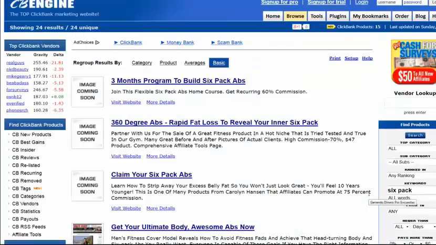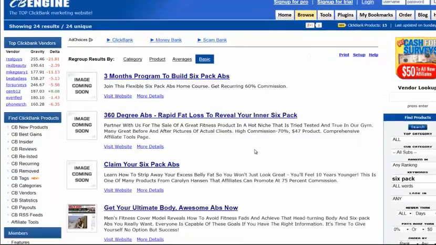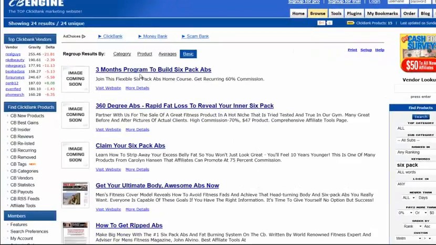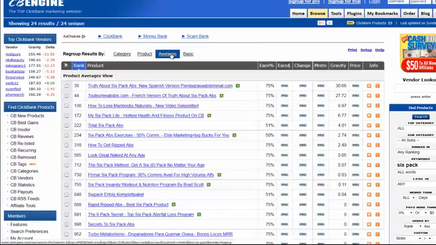And now it's going to come up with a whole bunch of products that we could potentially promote. Okay, first thing you need to do is come up here and click averages. That's the first thing you need to do. That's the most important thing. Now we can see some quite interesting information here.